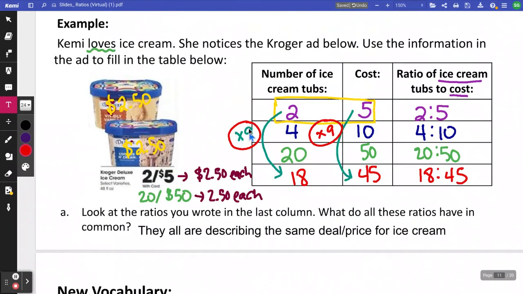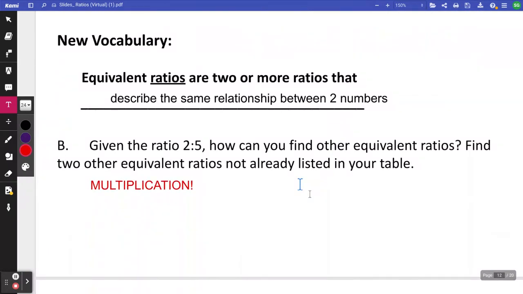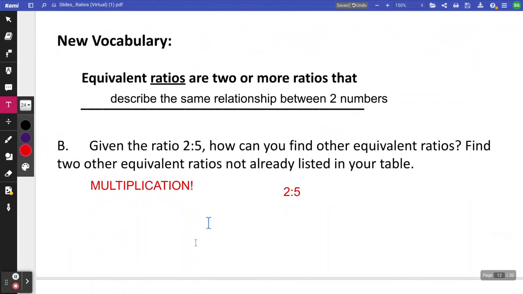Remember, the key here is we've just been using multiplication. When I was using the word double, we were multiplying by 2. When I said triple, we were multiplying by 3. But you can multiply by any number just as long as you're being consistent and multiplying your entire ratio by the same number. So the second part of that question said find other equivalent ratios that aren't already in our table. If you take that initial ratio of 2 to 5, pick any number and just use multiplication.